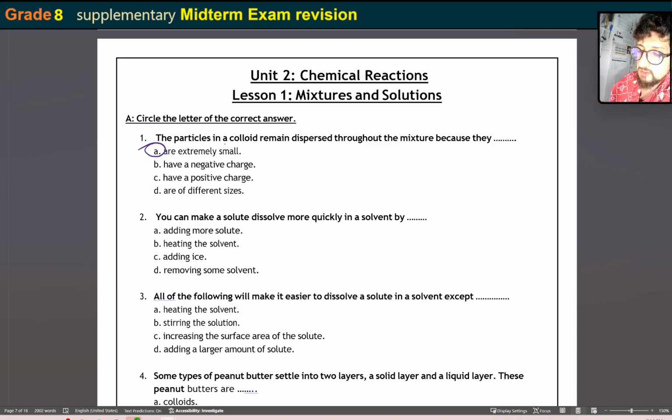You can make a solute dissolve more quickly in a solvent by doing what? By adding more solute? No. By heating the solvent? Certainly. Heating the solvent means you're giving it a bit more energy and therefore you're allowing more of these collisions to take place and more chemical reactions. The chemical reactions can take place a bit faster and dissolving can take place a bit faster. Adding ice will cool it down, so you're taking away energy. Removing some of the solvent will make the problem even worse. So no, it's by heating the solvent.